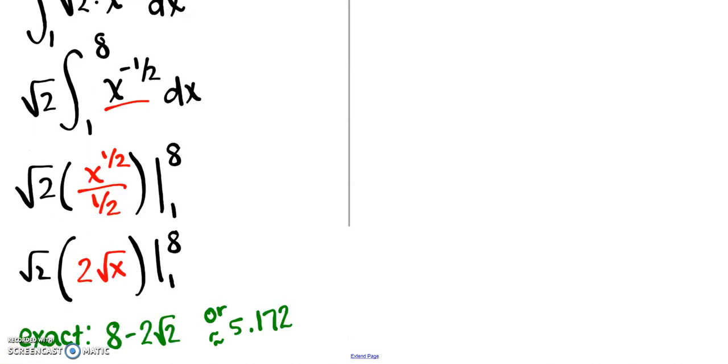All right, I took the derivative. I plugged in 8. Sorry, took the antiderivative. Boy, I'm all over the place. Took the antiderivative, plugged in 8, then plugged in 1, subtracted, got 8 minus 2 root 2 if I was being very careful with my square roots. Or if I typed a bunch of stuff into my calculator, not rounding at all until the very end, 5.172.